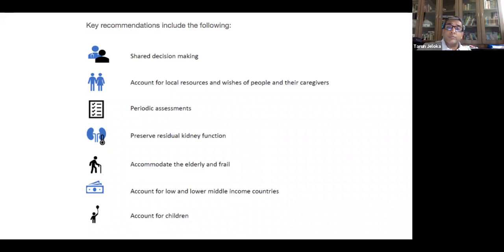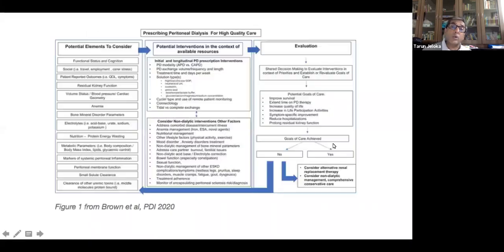He's absolutely asymptomatic and is doing whatever he wants to do. There is no reason to increase his dialysis dose so as to achieve a KT over V urea of 1.7. So it has to be a goal-directed therapy. That is what is the newer concept.